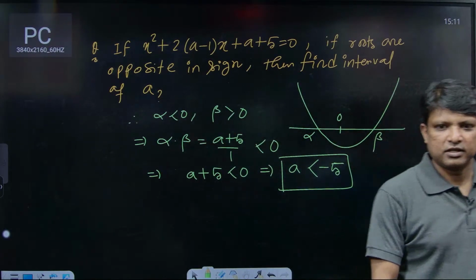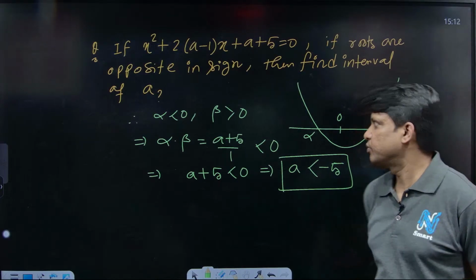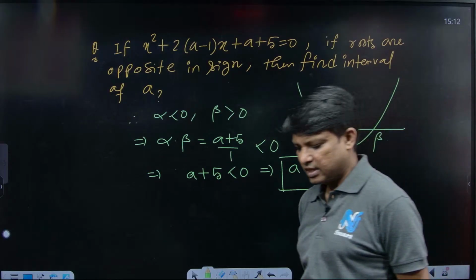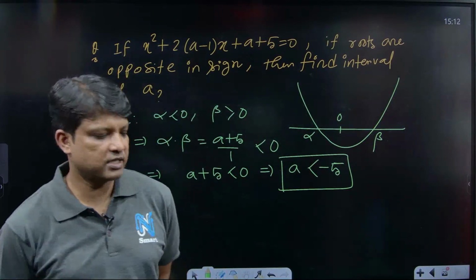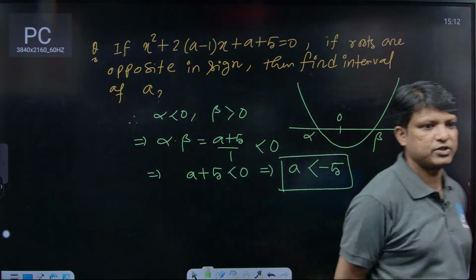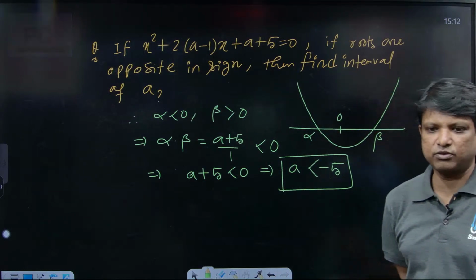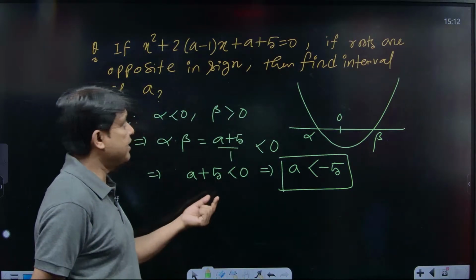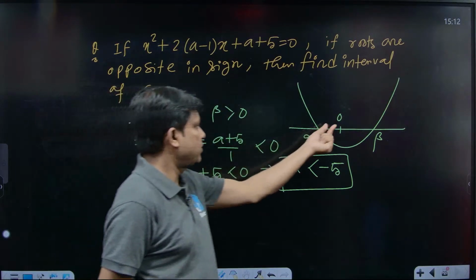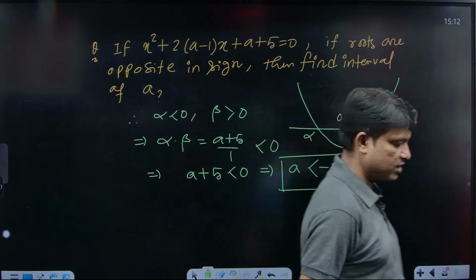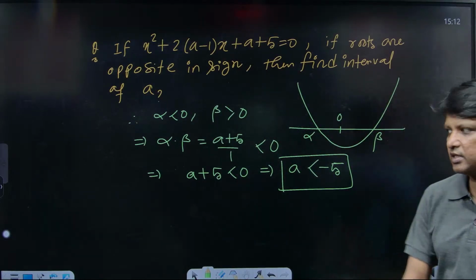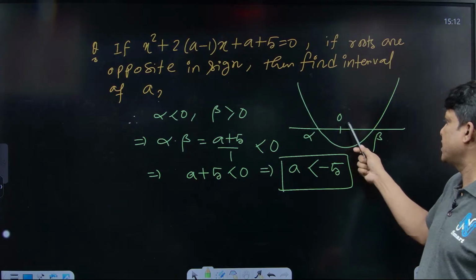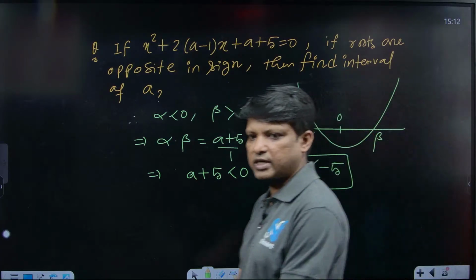This is the condition: when a is less than minus 5, the quadratic equation has roots opposite in sign. Same way, if a constant k lies between the roots, say 3 lies between the roots, what is the condition on a? It is when 0 is replaced by 3: with the coefficient of x square positive, f of 3 is negative. This is the only case.